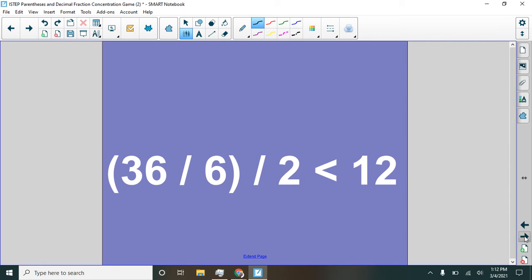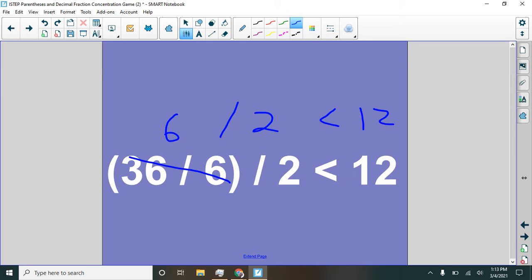Oh my goodness, look at all of this. That's a whole lot. And look, it doesn't even say equals. It says greater than, less than sign. All right, parentheses, I see them. 36 divided by 6. That's 6. Got to know those math facts, multiplication, division facts. Remember, 36 divided by 6 is the same as 6 times something equals 36. 6 then divided by 2 is less than 12.